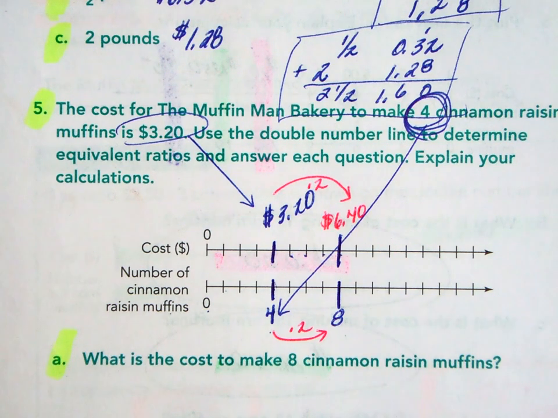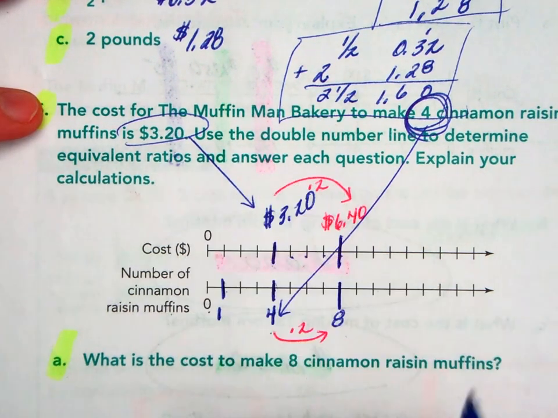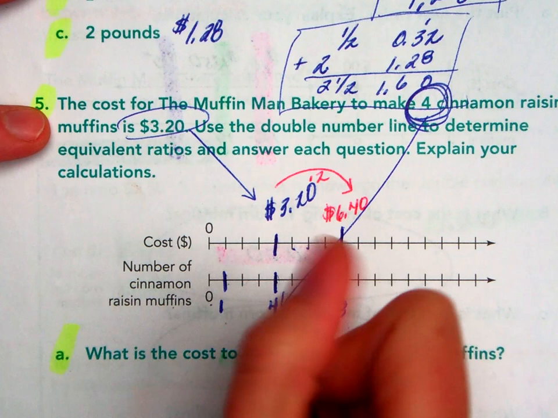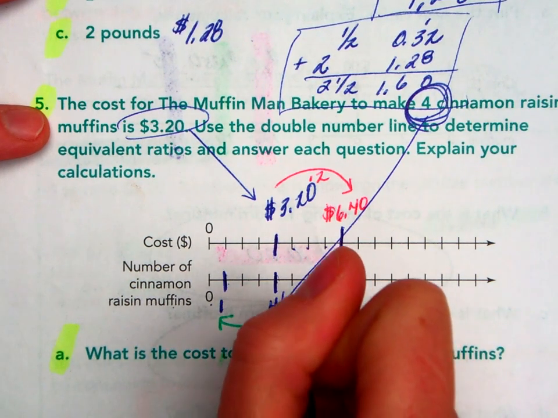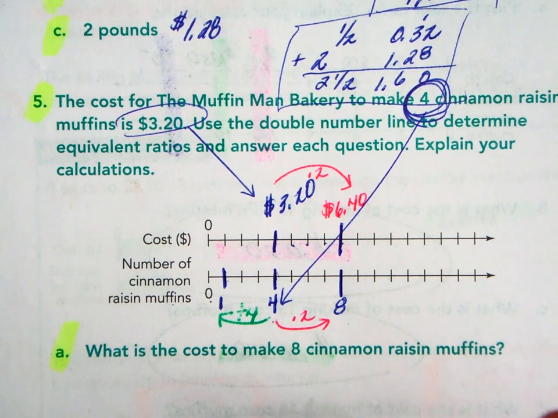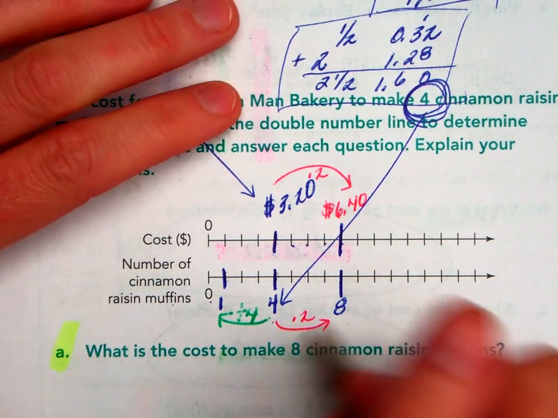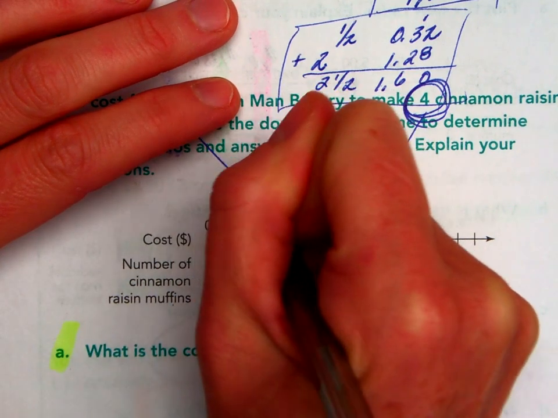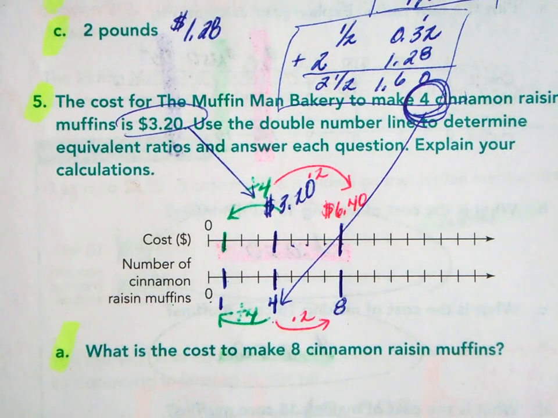I can scale down before I scale up. Let's say I wanted to know the cost of just 1 muffin. To go from 4 to 1, I have to divide by 4. Remember, we're looking at multiplicative relationships, and multiplicative relationships involve division and multiplication. Then I do 320 divided by 4. I know that because 4 can go into 32 8 times. So that means each muffin costs 80 cents.